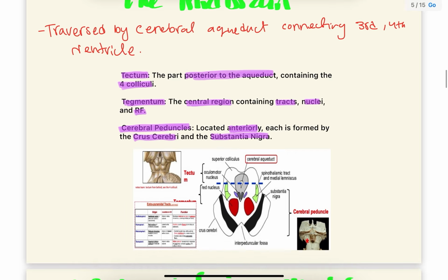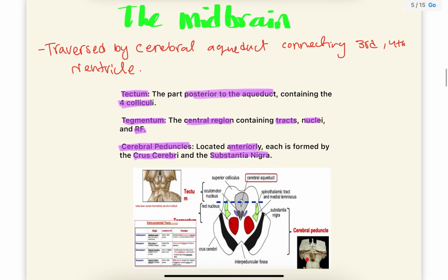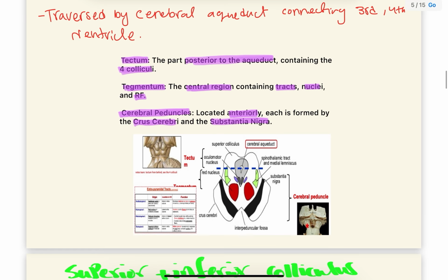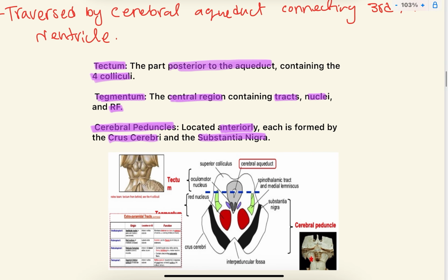Let's talk about the midbrain. So the midbrain is what? It has the cerebral aqueduct, which connects the third and the fourth ventricle. Remember, we said it's in the middle of the brainstem. Now, it's divided into what? It's divided into a tectum, a tegmentum, and the cerebral peduncle.